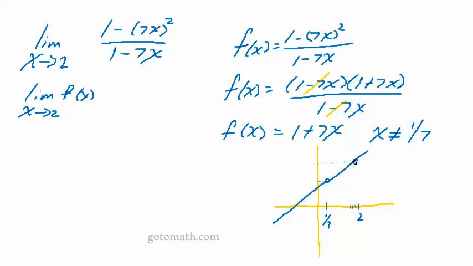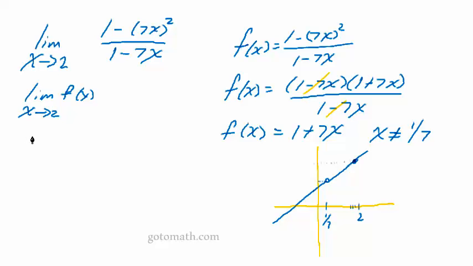When we plug 2 into the function, now you're saying, but we can plug 2 in and we know where that's at, right? But you got to understand, we're using the limit here. We couldn't plug 1/7 in to find out where the hole is, so we're going to pretend we can't plug 2 into this either. So this is how we're going to do this.